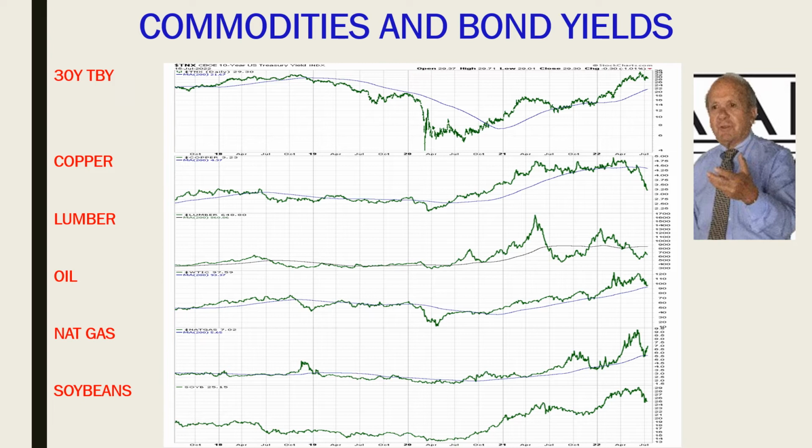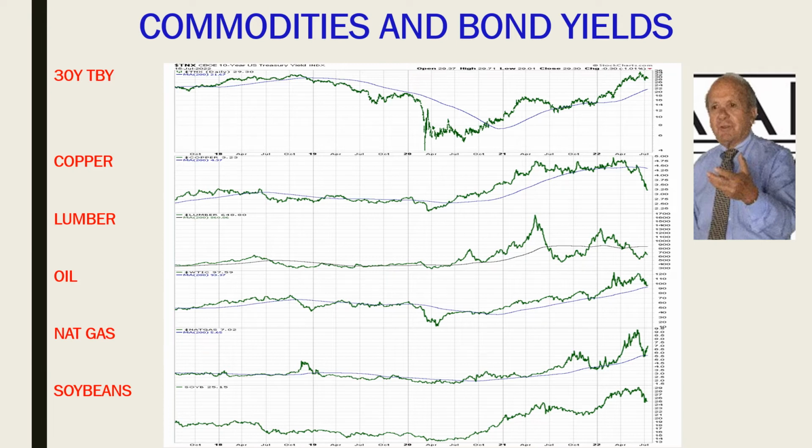So what is the impact on commodities and interest rates? Well, this is a chart. The reason I put it all together is because the trends are all the same. Because the 30-year Treasury bond yield is the price of the commodity money. Copper, of course, is the price of copper. This is the price of lumber, crude oil, natural gas, and soybeans.